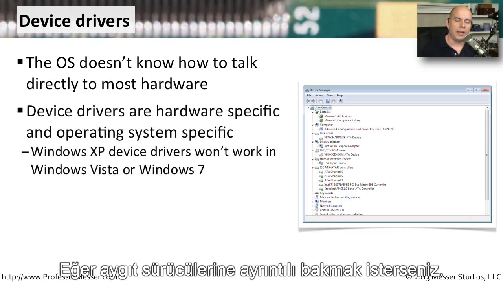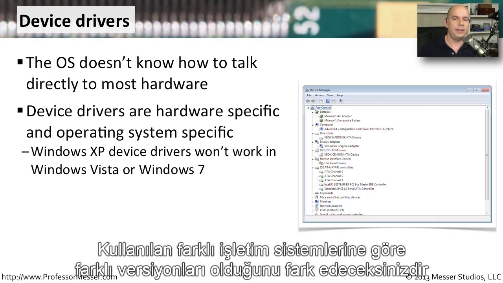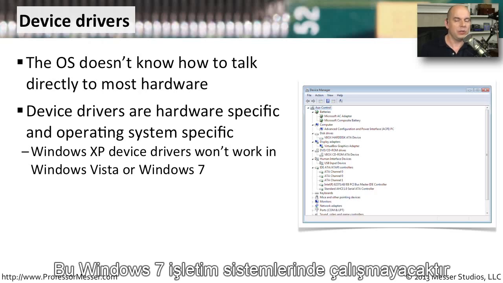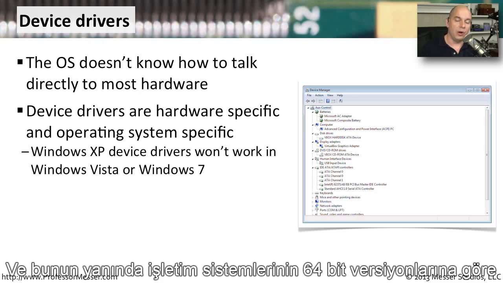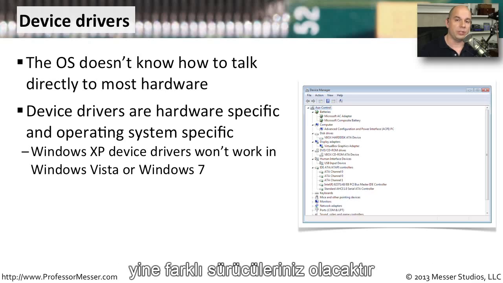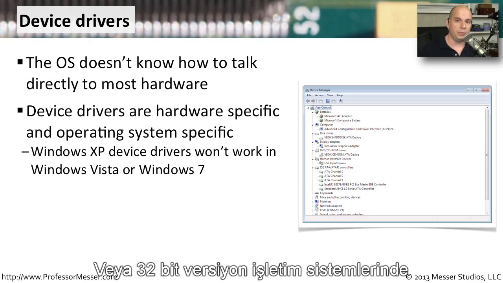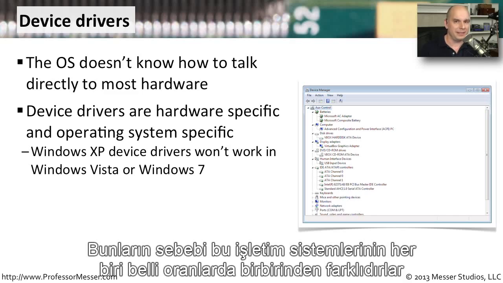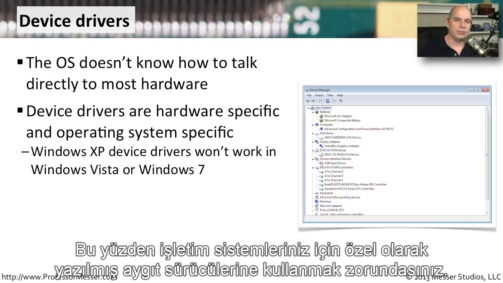If you wanted to look at device drivers in detail, you'll notice that there are different versions depending on the different operating systems that you might be using. If you have a device driver for Windows XP, that's not going to work in Windows 7. And you also have differences in device drivers whether you're using a 64-bit version of the operating system or a 32-bit version of the operating system. There will be completely different device drivers. That's because each one of those operating systems is a little bit different, so you have to have device drivers that are written specifically for the OS.